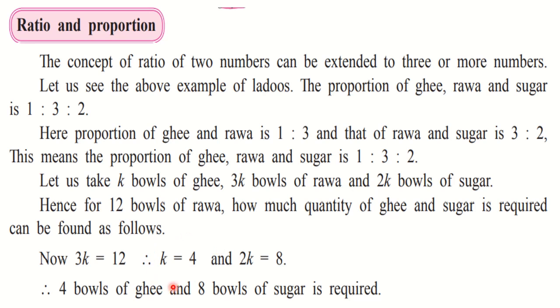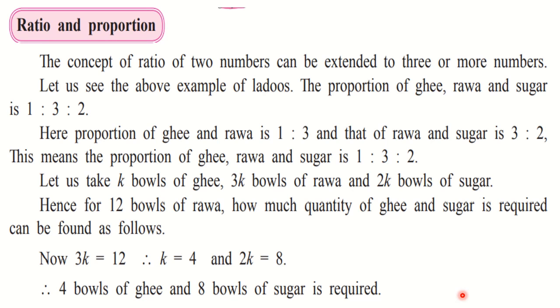That means the constant number we got is 4. From that, if we want the quantity of sugar we have to multiply this 2 by 4. So 2 4s are 8. We will require 8 bowls of sugar, and ghee has only 1k, meaning only k. So k is 4 and we will require 4 bowls of ghee. This way, if the ratio or the proportion is given to us and we know one quantity, we can find the remaining quantities.